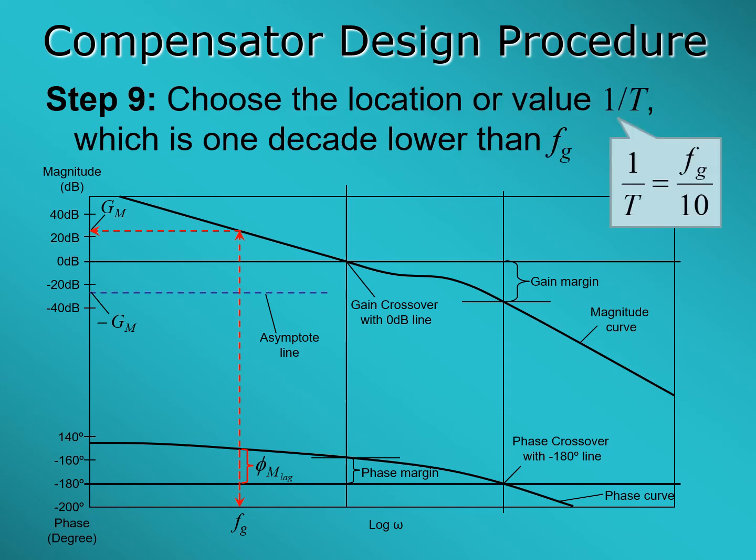Step number 9, choose the location of the value 1 over T, which is 1 decade lower than Fg. One decade lower than Fg, so it will be to the left side. One decade lower is basically Fg over 10, and that one is basically 1 over T.